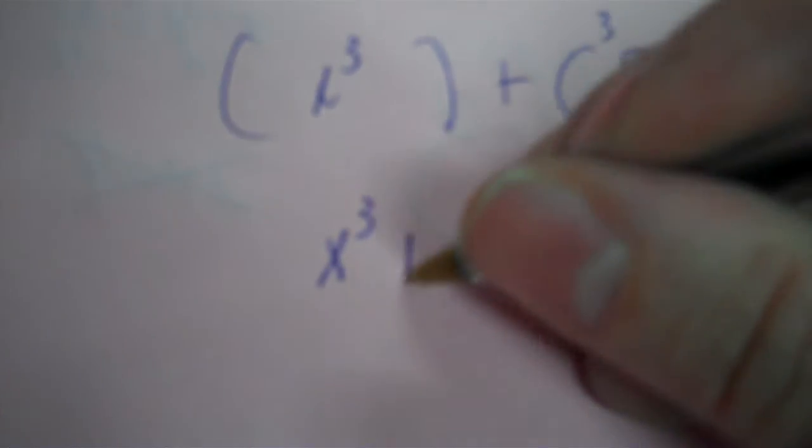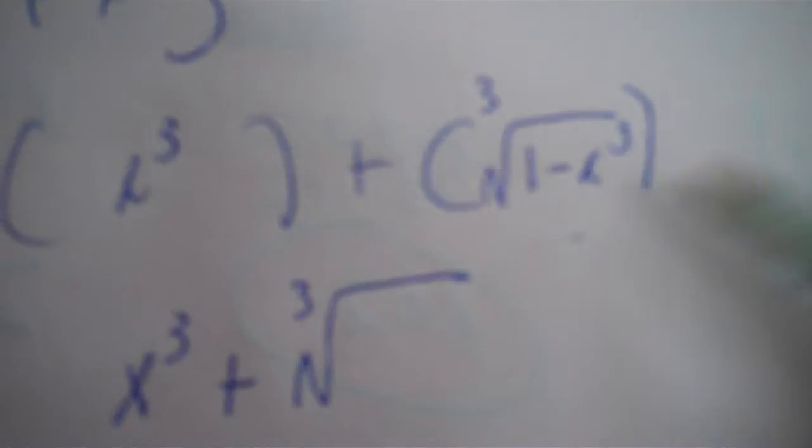So again, we're not doing anything. We can't really simplify it because that's under a cubed root. So it's just x to the third plus the cubed root of 1 minus x to the third.